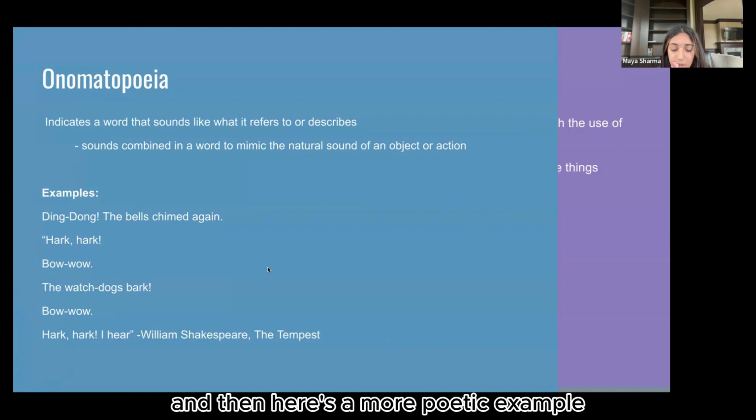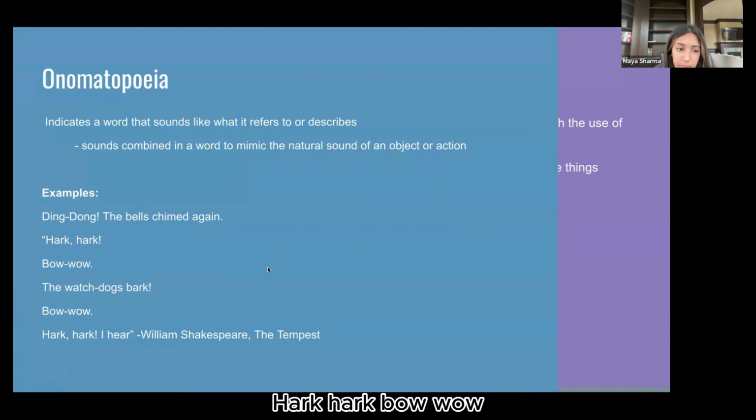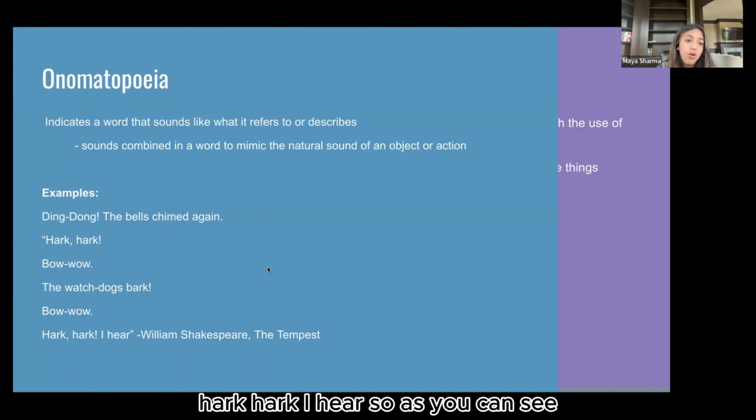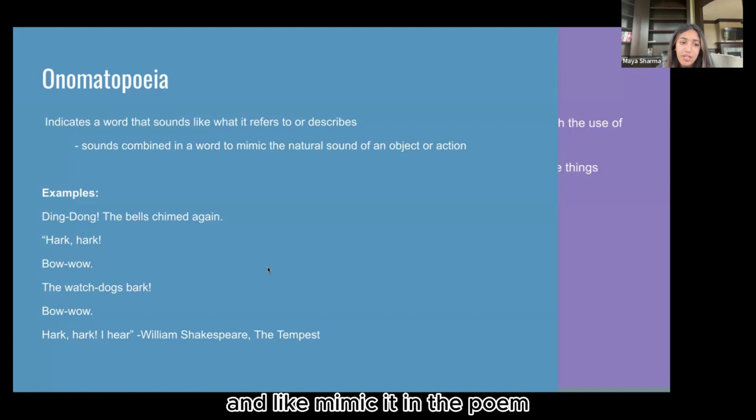And then here's a more poetic example, again from William Shakespeare in The Tempest. Hark, hark, bow wow. The watchdogs bark, bow wow. Hark, hark, I hear. So as you can see, they use a lot of onomatopoeias here to project the sound and mimic it in the poem.